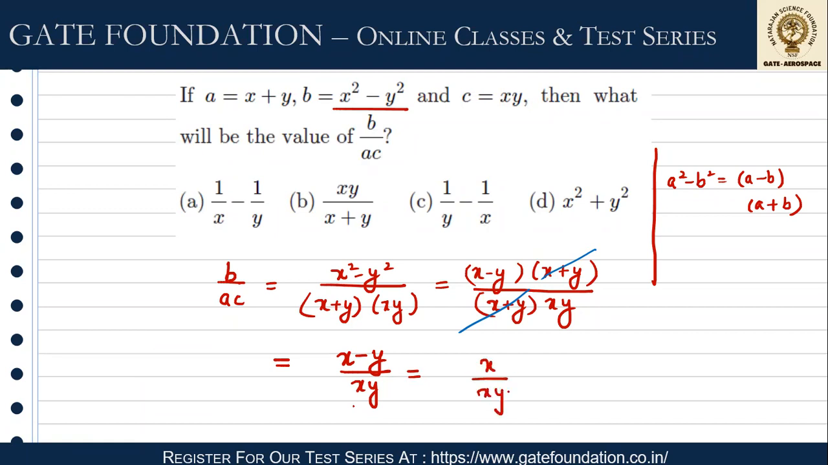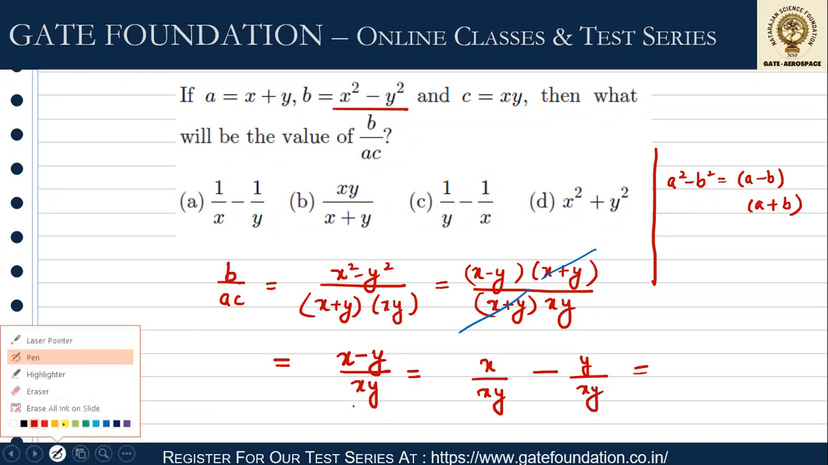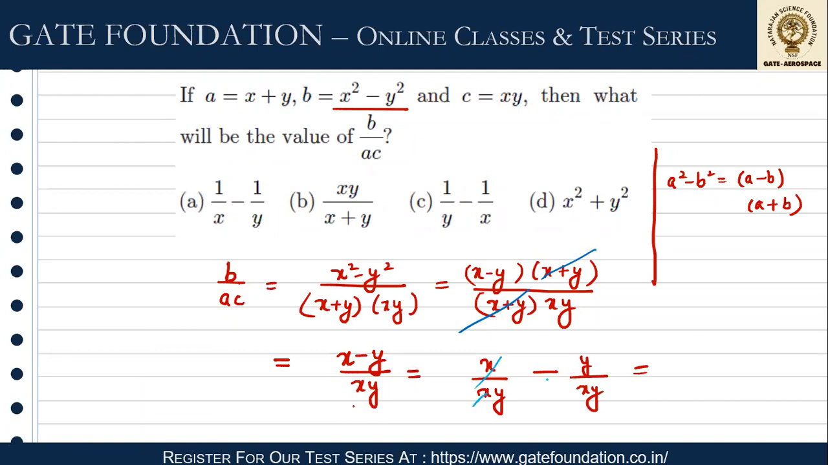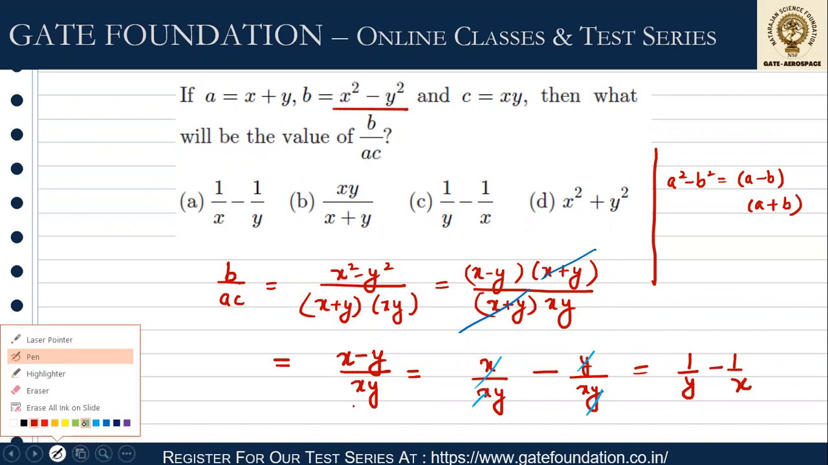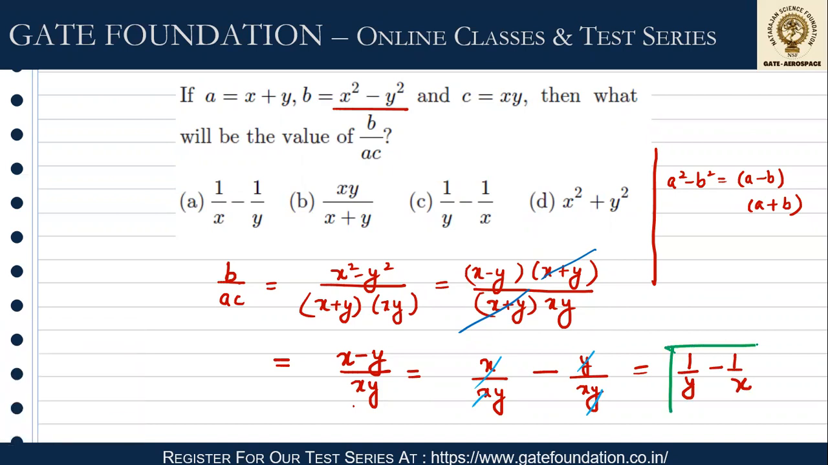So what I'll be doing is separating the denominator in both the cases. So I'll get x over xy minus y over xy, so that your numbers get cancelled off. So x cancels with x in this case and y cancels with y in this case. I'll be left with 1 by y minus 1 by x. That is my final answer. C is going to be my final answer. Right. Let's look into the next question.